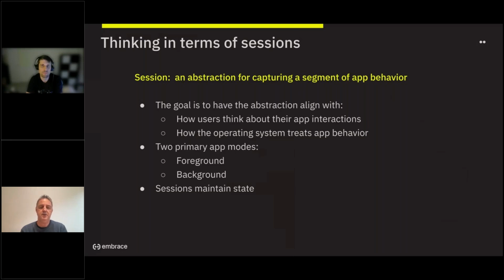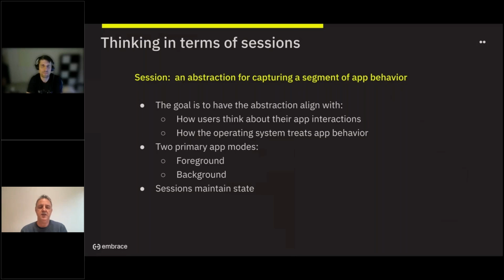There are really two primary modes of operation for mobile apps, and we'll get into a little more detail on that in a few slides. But there's foreground mode, where the app is being displayed on the screen and maybe being interacted with, but also background mode, which can be doing some very important tasks to make the overall end user experience what they expect it to be.